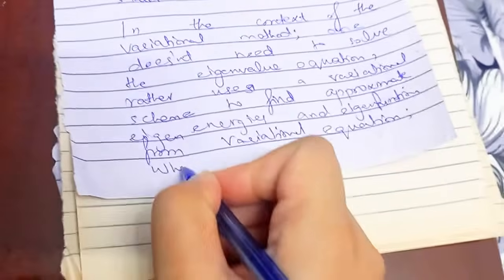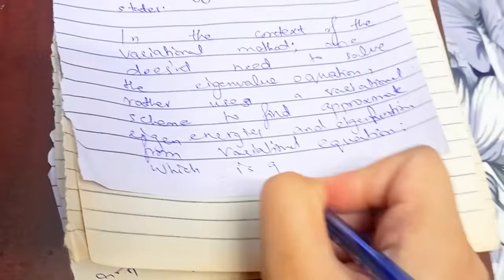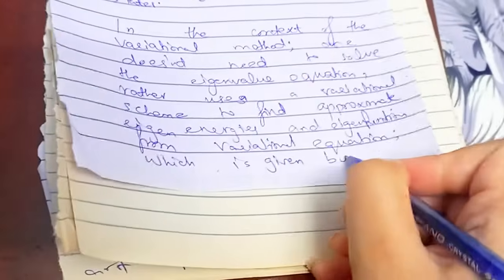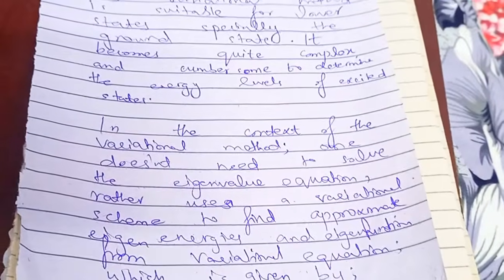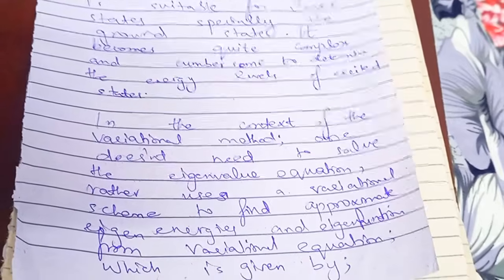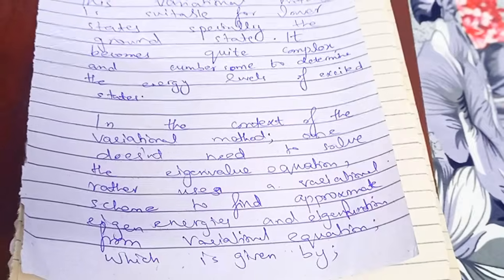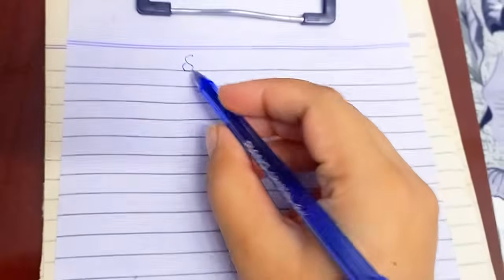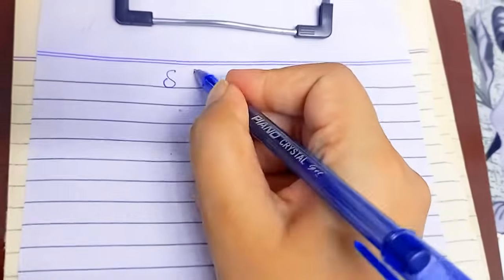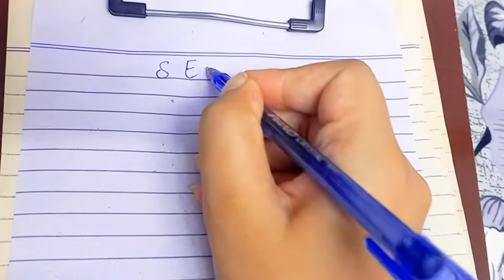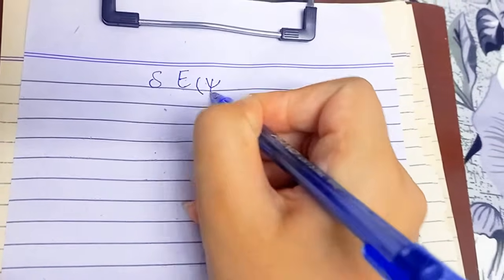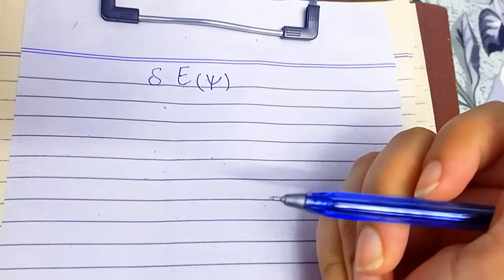Which is given by, now let's see what the variational equation is, which holds all of the necessary information about the variational method itself. Okay, so let's see what it is. It's this partial sign, the partial sign that shows variation. Variation in energy, which corresponds to a psi state.